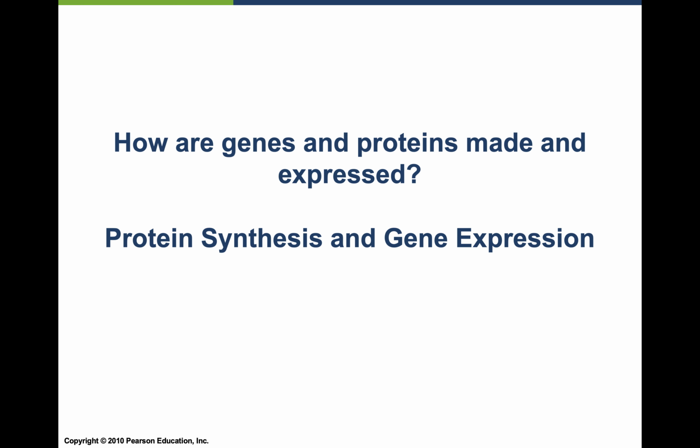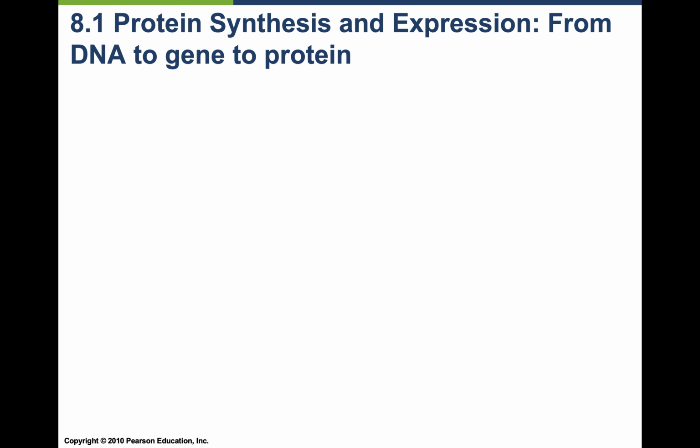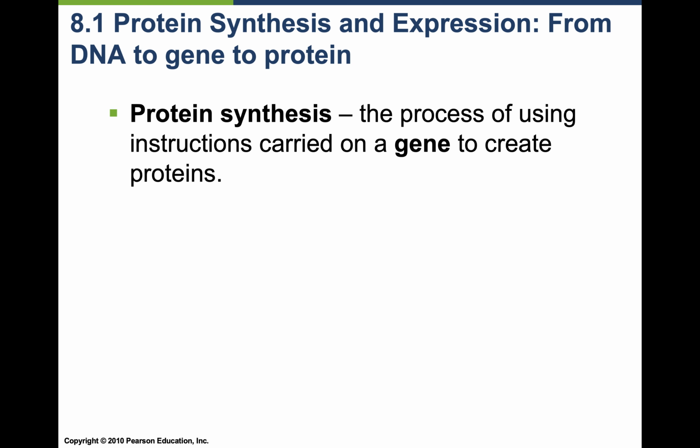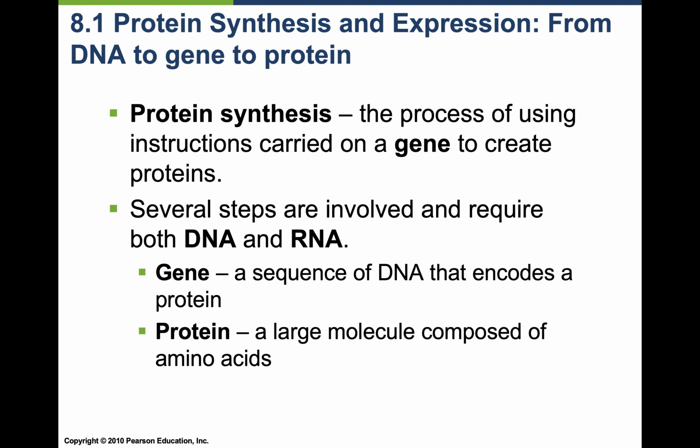So what we're going to talk about today is how genes and proteins are made and expressed. Protein synthesis and gene expression is what we call this. So you start with DNA and you go to a gene and then you go to a protein. Protein synthesis is really just the process of using instructions that are carried on a gene to create proteins. There are several steps involved, and they require both DNA and RNA.